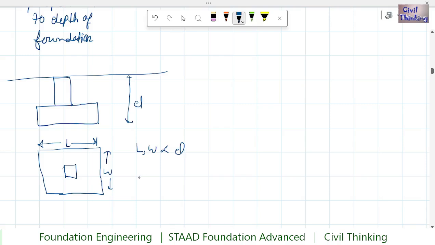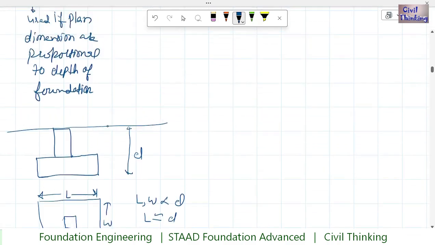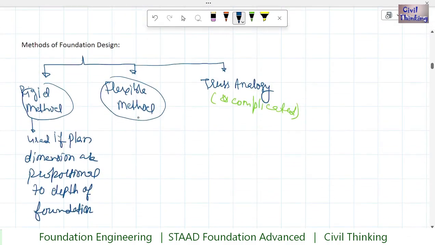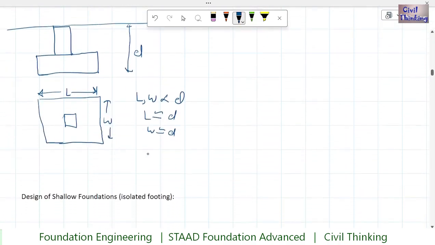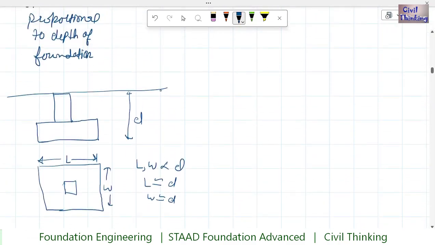Okay, what does it mean? If they are approximately equal, if they are equal, then we use the rigid method. And we have the flexible method. When do we use it? We use this method when plan dimensions are large. So for example, let me show it here.